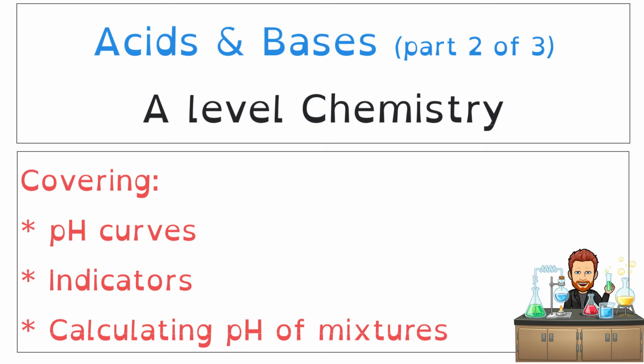Hello and welcome to this A-Level Chemistry explanation video about acids and bases. In this video, we'll start by exploring pH curves, what they can look like and how we generate them. From there, we'll move into looking at indicators and how we select an appropriate indicator for a titration. And we'll finish by exploring how we calculate the pH of mixtures.